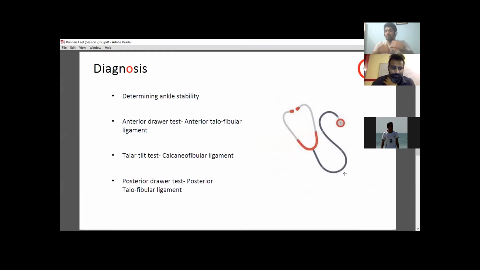Anterior draw test is when we check for the anterior talofibular ligament. Talar tilt test is to figure out the calcaneofibular ligament, and posterior draw test is for the posterior talofibular. Actually, you can even forget that, we hardly see it. I've not seen it, unless the force has been so massive that you twisted your ankle so badly that it's ruptured the posterior talofibular ligament. Very rarely. This is important, and usually these tests are quite diagnostic on their own. Very rarely do you need imaging or anything in case of ankle ligament injury. We'll talk about imaging in a bit.